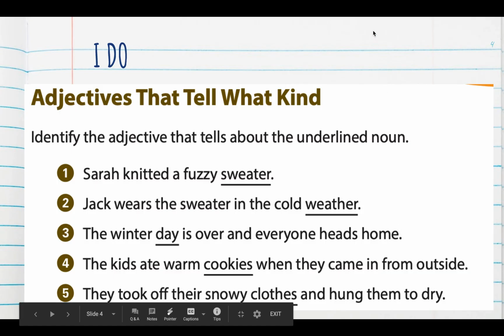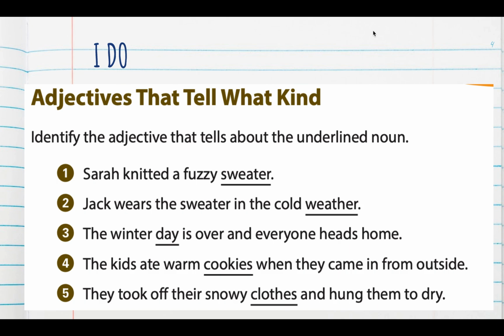So on these next few examples, I'm going to identify the adjective that tells about the underlined noun. Number 1 says, Sarah knitted a fuzzy sweater. The noun underlined is sweater, so I need to find the word that describes the sweater. In number 1, the adjective is fuzzy. Fuzzy tells what kind of sweater.